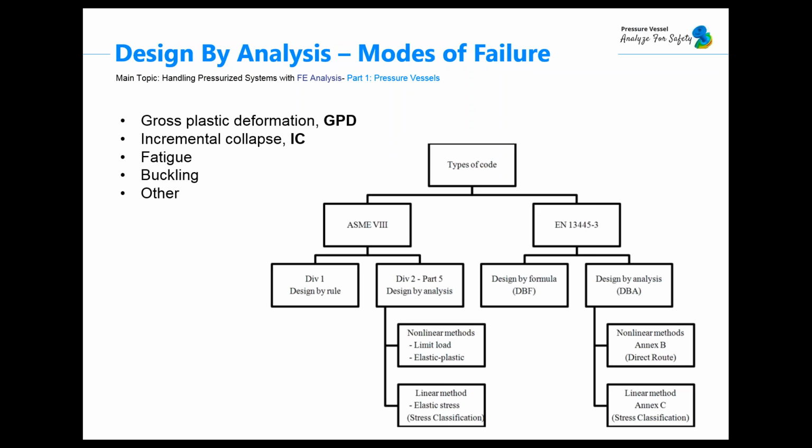And their names are design by rule, or let's say design by formulae, and the second one is design by analysis. And starting from design by rule, this section contains a set of rules based on strength of material equations and empirical formulae, and the designer simply follows the rules laid out in the procedures for the basic components like nozzles, heads, cylinders, flanges, and so on.